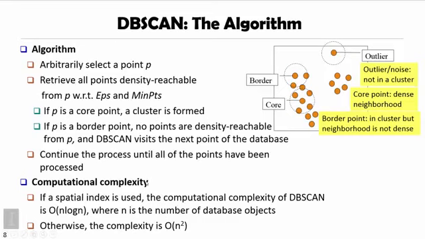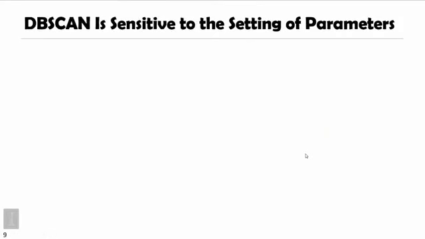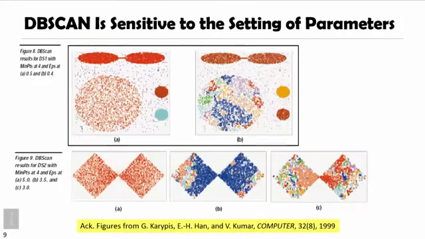This algorithm is quite efficient in the sense that if you use a spatial index, accessing neighbors is very fast, then the computational complexity of DBSCAN is O(n log n), where n is the number of database objects. Otherwise, the complexity is O(n squared) because you have to check all the points every time. But comparatively, this is still a pretty efficient algorithm. However, DBSCAN is sensitive to the setting of parameters.